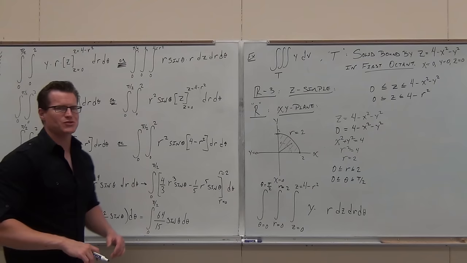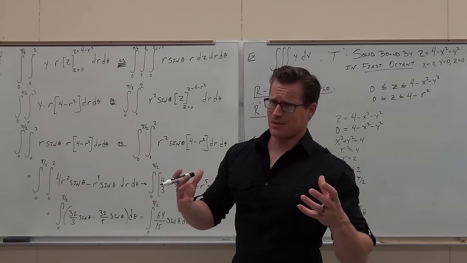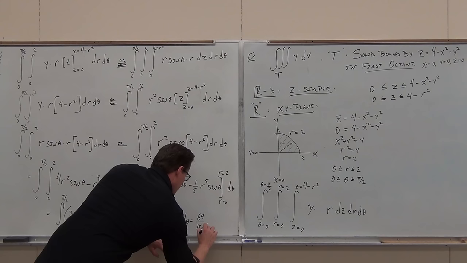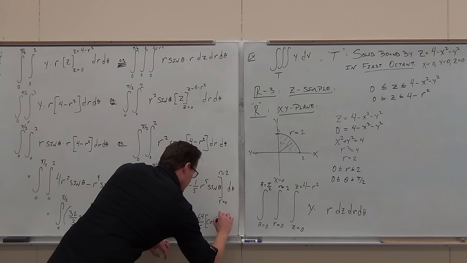Let's wrap it up. I got 64 over 15 sine theta d theta. It's an easy one. Just don't mess up the integral of sine theta. I'm begging you, please. What is the integral of sine theta? Negative cosine. Very good. Okay. 64 over 15 negative cosine theta from 0 to pi over 2.